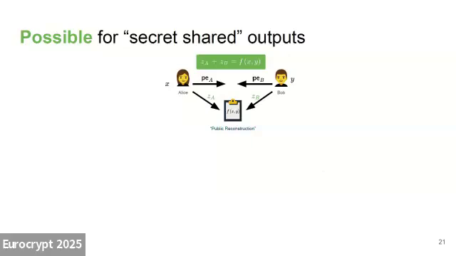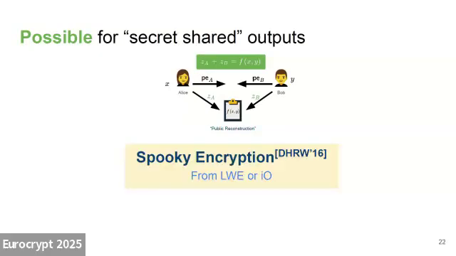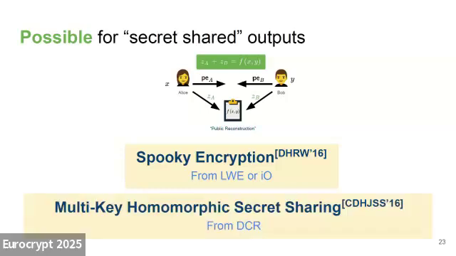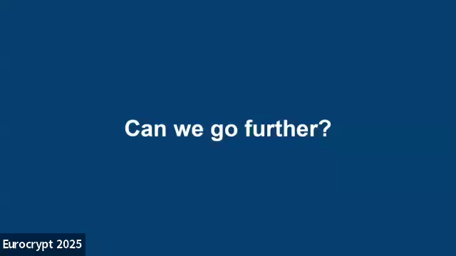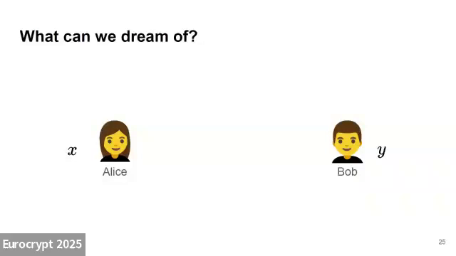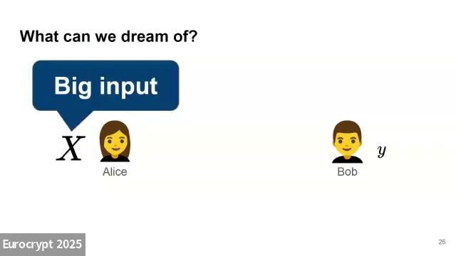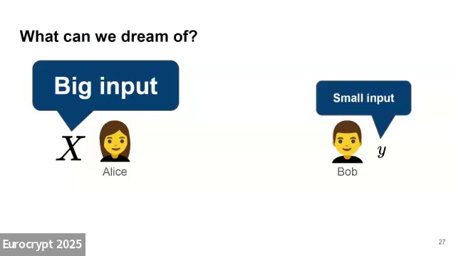There are currently 2 ways to construct a protocol that has this form. One is using spooky encryption, which we know how to build from LWE or indistinguishability obfuscation. And if you were at the talk on Monday on multi-key homomorphic secret sharing, we can do this from DCR. But the question we ask for SMS is, can we actually push this model even further? What I mean by this is, instead of having Alice and Bob have equal-sized inputs, what if Alice has a very big input, like a database, and Bob has a small input, like a query?